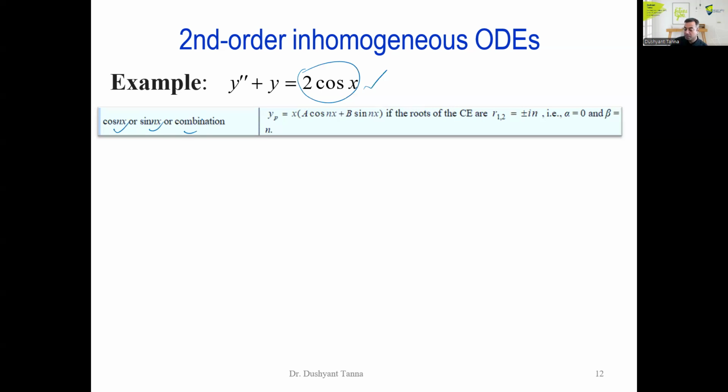And then, of course, YP is of this form. But if the roots of the characteristic equation are plus or minus in, that is alpha is 0 and beta is n, then you can apply this chosen YP. First thing first, let's start with step 1. Whatever number of marks this question is, even if you do the first step, that is your homogeneous equation, you will get at least some marks.